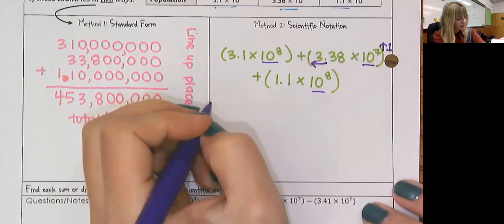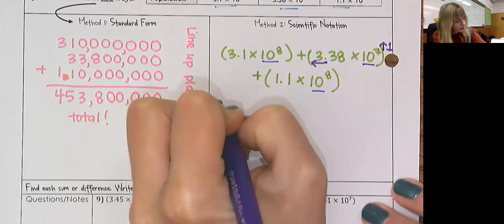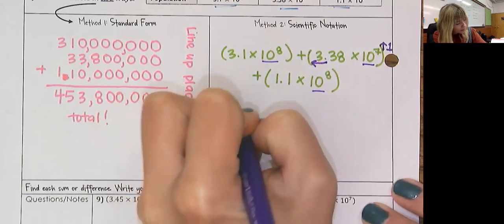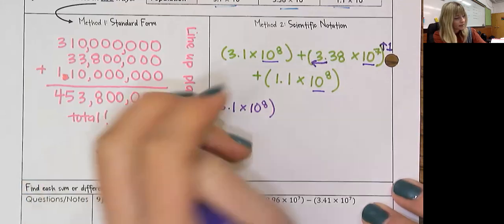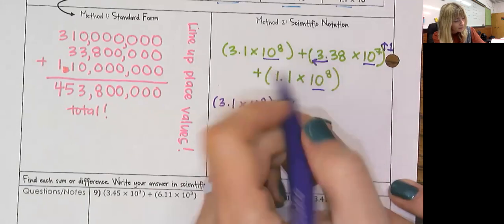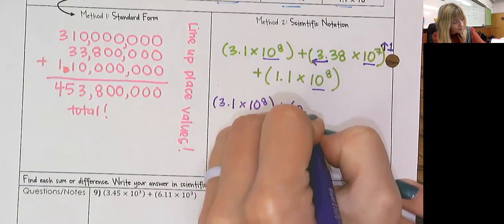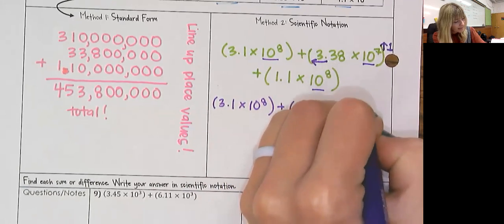Watch this. You ready for this tricky thing? I'm going to try and write this all in one big row. No, it's not going to fit. I'm not going to try that. It's 3.1 times 10 to the 8th. I'm not changing that one. It already had the right place value. I am going to move this one, and I'm going to change it to 0.338 times 10 to the 8th.